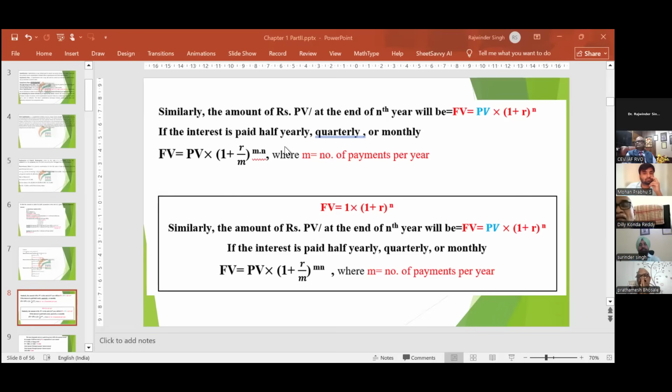We will take an example that will make things clear. And the second thing is, if you are getting 10% rate of interest annually, then how much rate of interest will you get quarterly? It will be 10 divided by 4. So the rate of interest will be r divided by m, and the number of periods will be m into n.